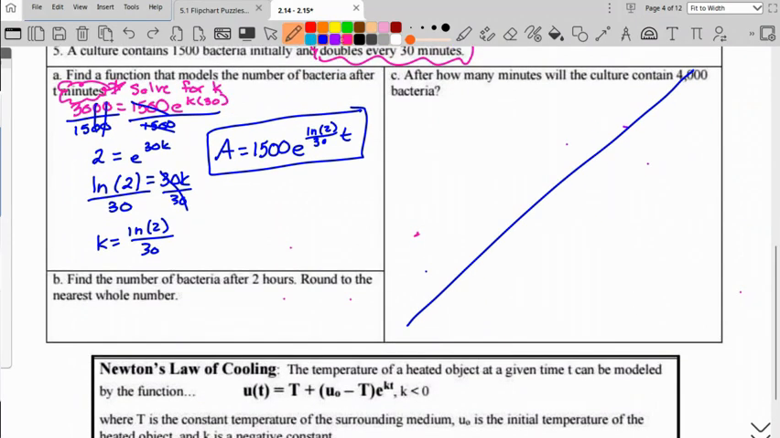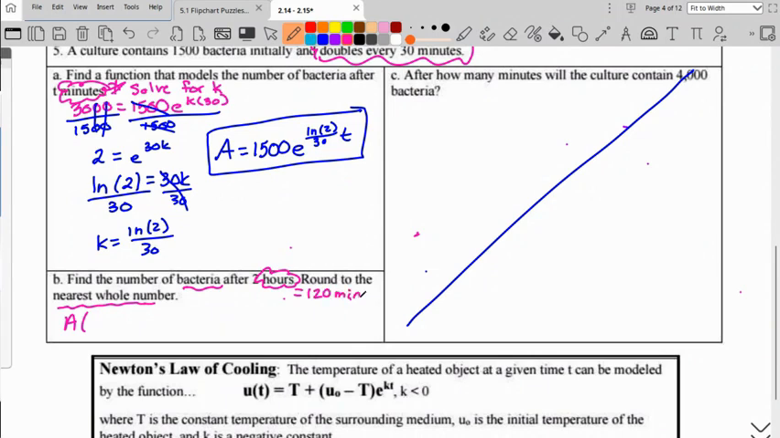It says find the number of bacteria after 2 hours and round to the nearest whole number. So this time it did tell us to round to the nearest whole number for the bacteria, so we'll be using whole numbers. But let's go ahead and set it up. You're like, Miss Weaver, why are you having us do this? This is very easy. The amount after 2 hours. So what are we plugging in for t? 2? No, it's not 2. That's why Miss Weaver had us do it. They said hours. What are our units? Minutes. And so 2 hours is 120 minutes.